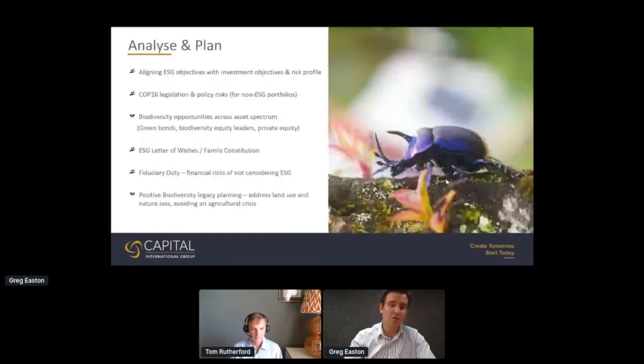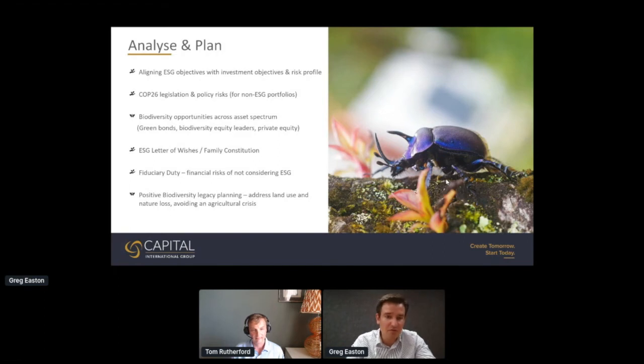I think once you've taken those early steps, the next stage becomes how do you analyze and plan? What are the real considerations you need to be thinking about once you go from the philosophical into the practical? So I think aligning those ESG objectives with your wider investment objectives. I think then also looking at it from a risk perspective, and say you have that initial conversation and it doesn't go anywhere with the client. I think there potentially is a fiduciary duty element coming into play now, where the financial risks of not considering ESG has to be factored in.